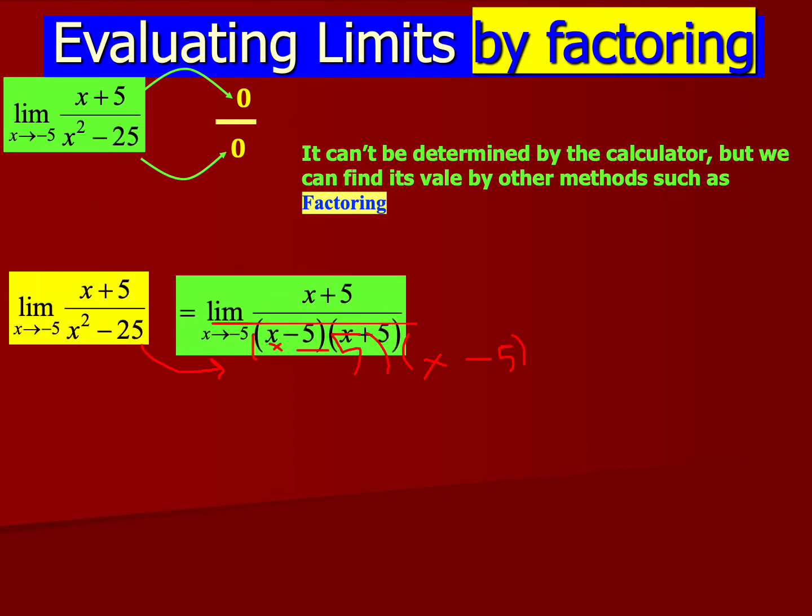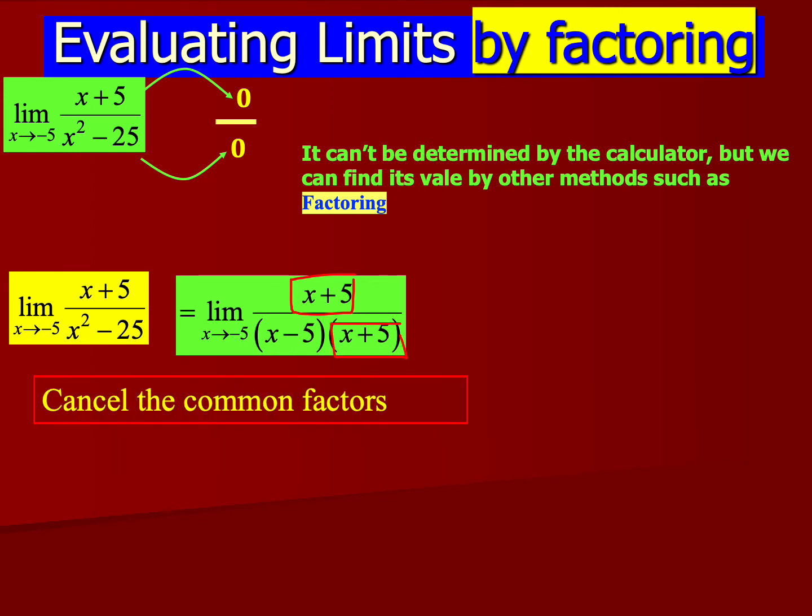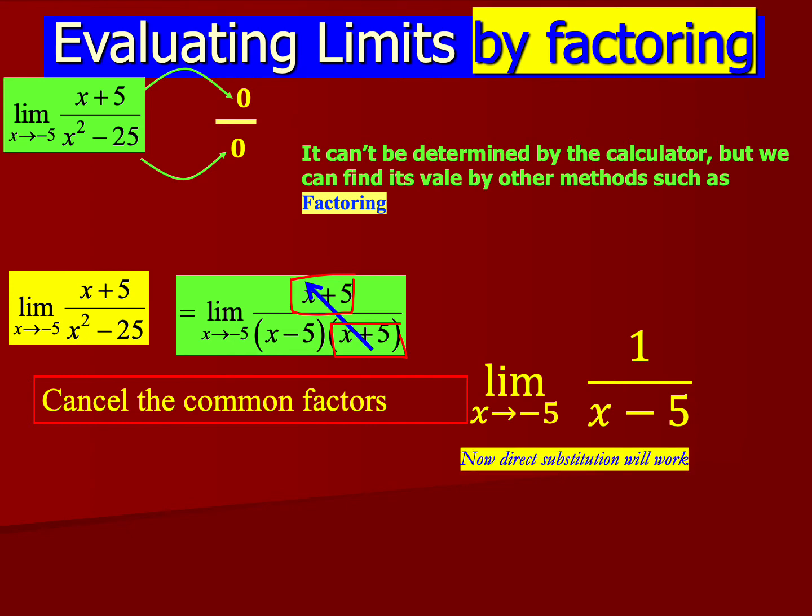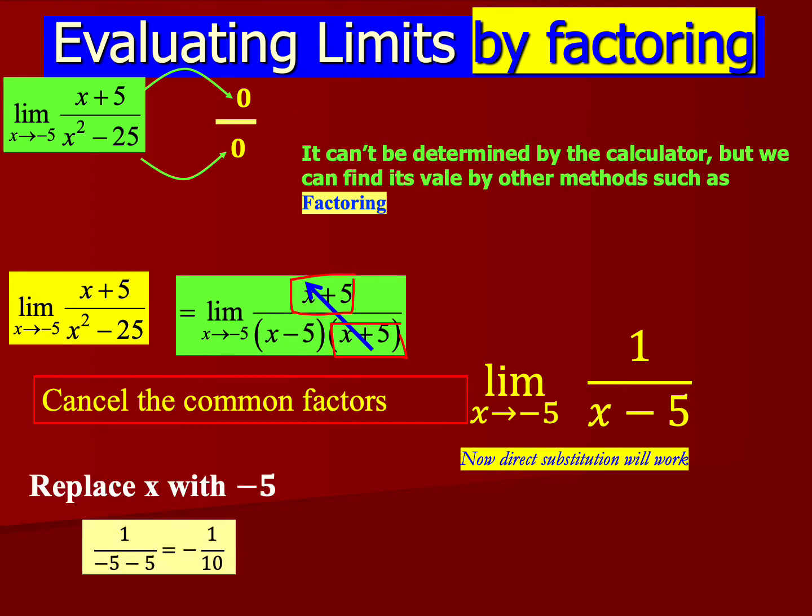After doing the factoring in this way, we will find something in common. We can see there's x plus 5 here and x plus 5 here. So we can easily cancel the common factor. When I cancel the common factor, I will get a new limit. And for this limit, direct substitution will work. So when I replace -5, I get -1/10. This is the first example.